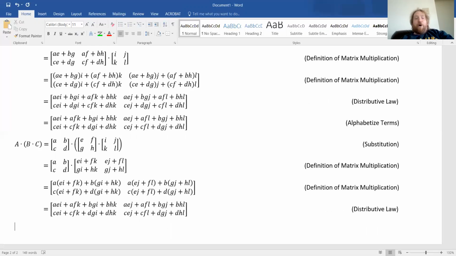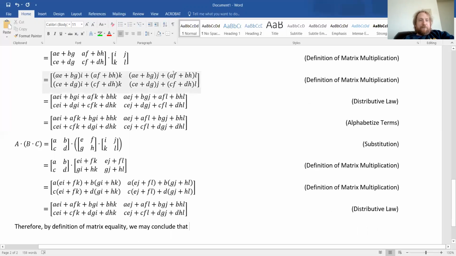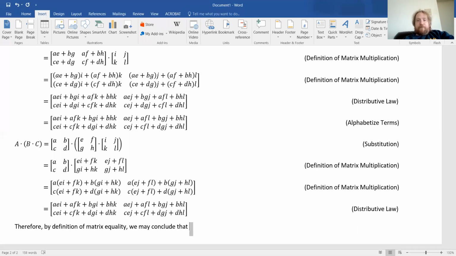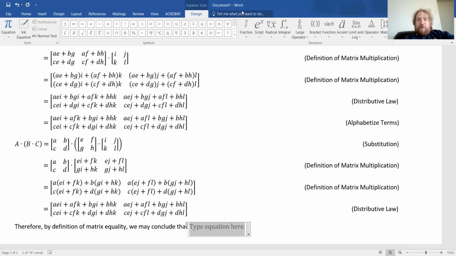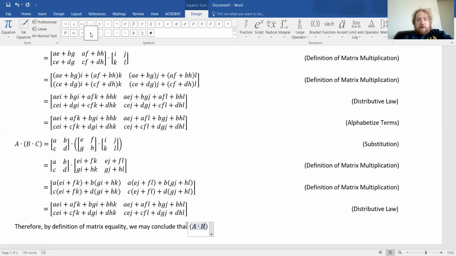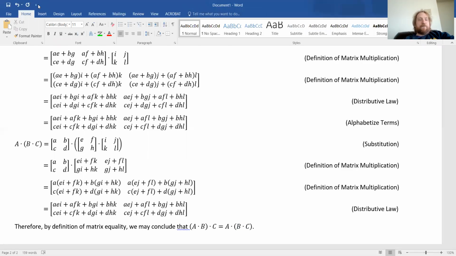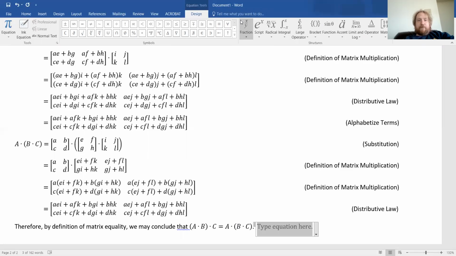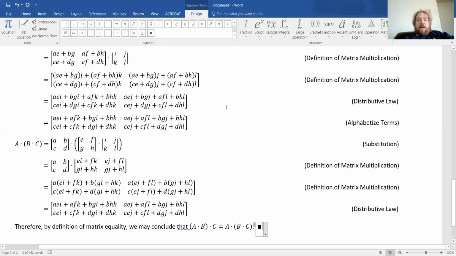So therefore, now that all four pairs of corresponding entries match, by definition of matrix equality, we may conclude that A, the matrix in parenthesis, A times B, times the matrix C equals A times the matrix in parenthesis B times C. And that ends the proof.